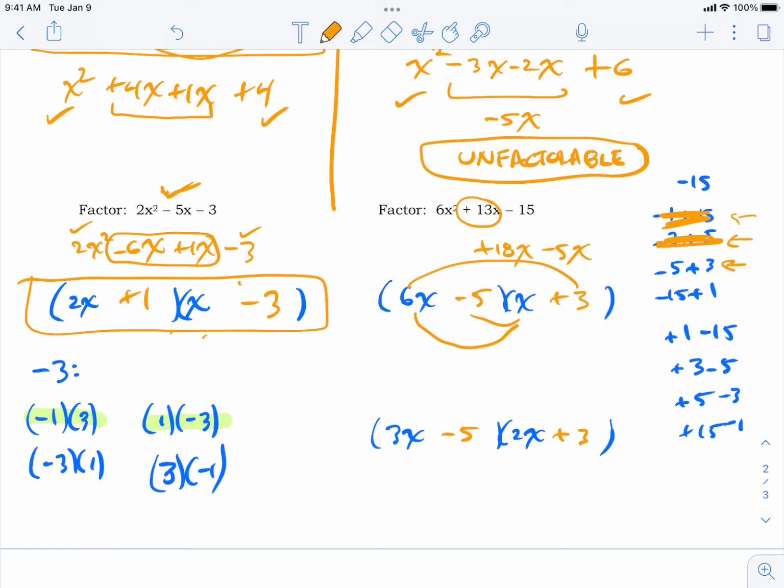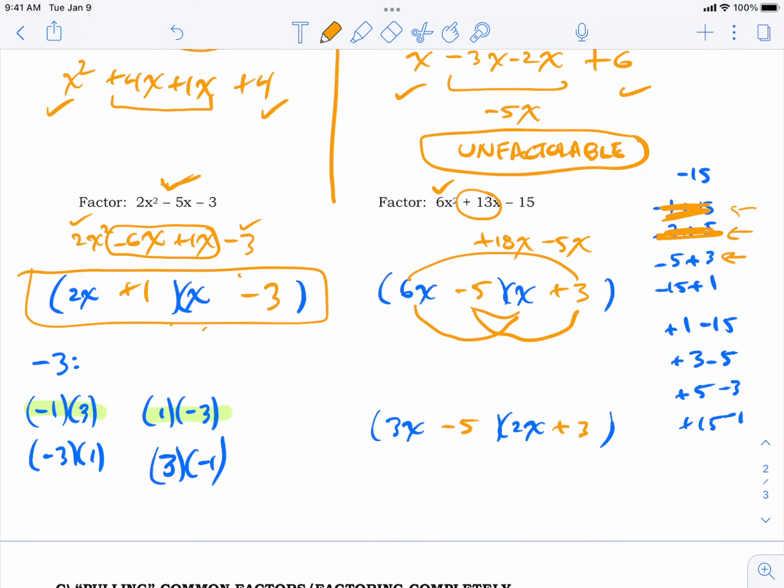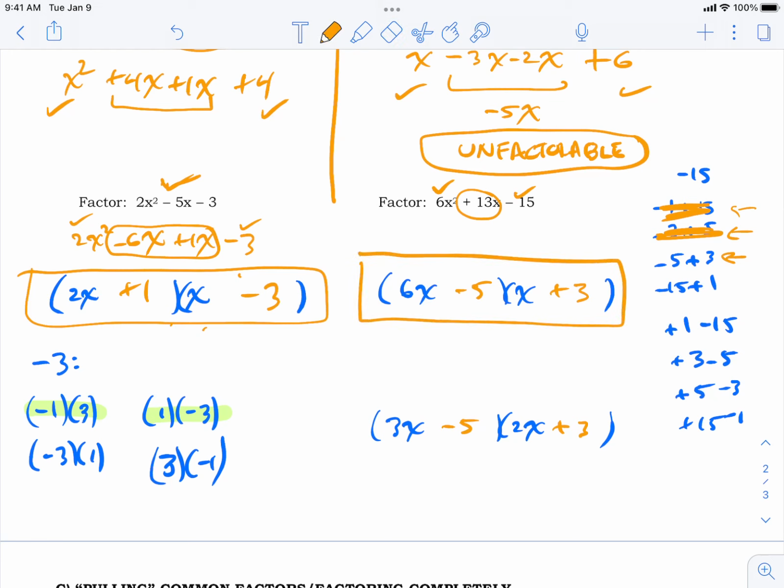The 6x times the x, of course, will give me the 6x squared. The minus 5 times 3, of course, will give me the minus 15. And I just showed that I'm going to get the plus 13x in the middle. So I know that that's my answer. So I can just go like that.